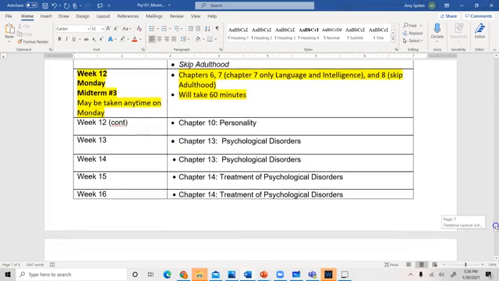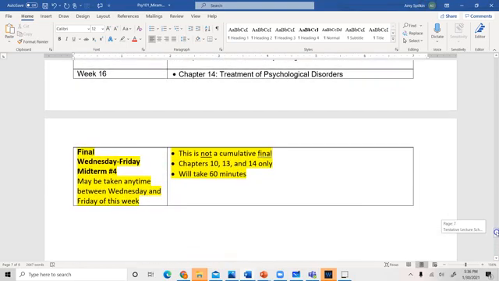And then at the end of the semester, we'll talk about personality, then 2 weeks on psychological disorders, and a couple weeks on treatment. And then our final is the last week of class, anytime between Wednesday and Friday of that week. It's not a cumulative final, just chapters 10, 13, and 14.